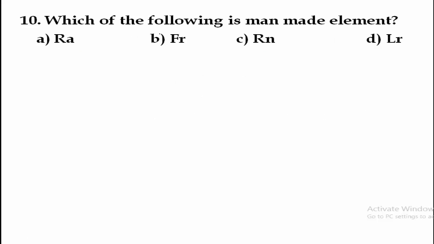Next, the 10th question: which of the following is a man-made element? You know, after 100, almost all elements are artificially prepared in the laboratory, that is, man-made elements. Radon, francium, radium are naturally occurring elements, but Lr, that is lawrencium, is artificially prepared in the laboratory, and thus it is a man-made element. Therefore, option D is the right one.